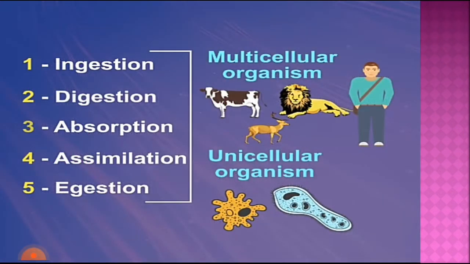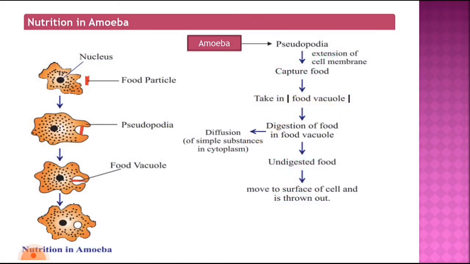All the unicellular organisms as well as the multicellular organisms who follow Holozoic nutrition, they go through all these 5 steps. As we have seen earlier, while taking food, amoeba captures the food with the help of the pseudopodia, and after digestion, the nutrients from the food are directly absorbed in the cytoplasm of the amoeba cell.